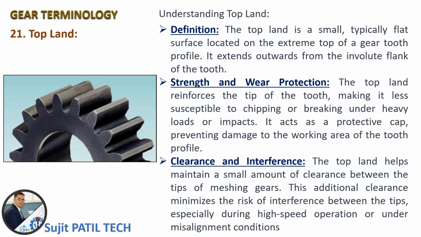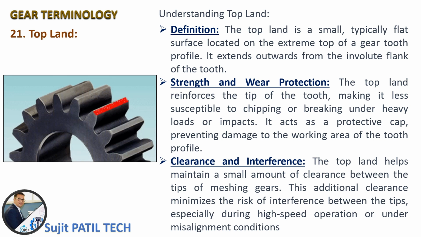Understanding top land. Definition: the top land is a small, typically flat surface located on the extreme top of a gear tooth profile. It extends outwards from the involute flank of the tooth. Strength and wear protection: the top land reinforces the tip of the tooth, making it less susceptible to chipping or breaking under heavy loads or impacts. It acts as a protective cap, preventing damage to the working area of the tooth profile.